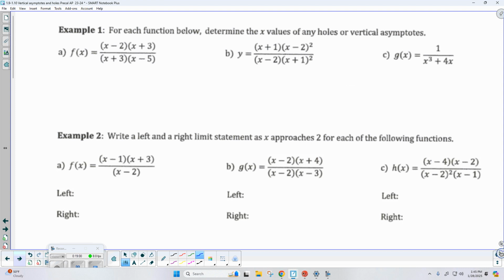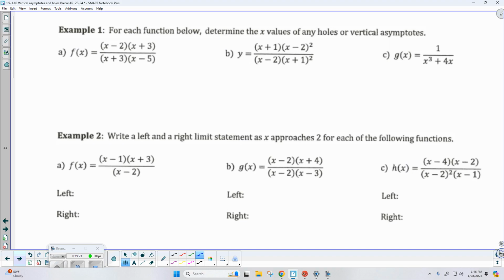Okay, let's go ahead and put this into practice. Let's get some examples. For A, B, and C, determine the x values of any holes or vertical asymptotes. So all we want to do is figure out what this graph has. We have x minus 2 times x plus 3 over x plus 3 times x minus 5. Will this have a hole?